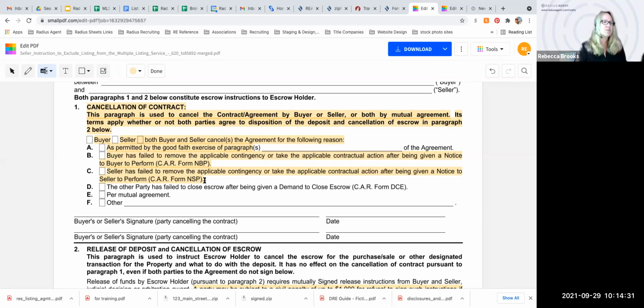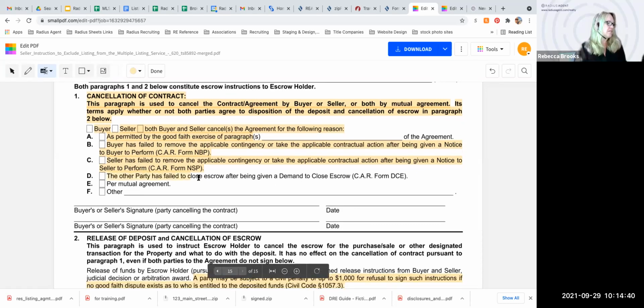Okay. So there are circumstances where, as a buyer, we could be giving the seller side a notice to seller to perform, right? The other party has failed to close escrow after being given a demand to close escrow. Okay, that's another form that we can talk about. A demand to close escrow is a form that's only used once you're in a non-contingent contract and a party fails to close. Okay, so that's when you're going to use a demand to close escrow. Okay, or per mutual agreement or whatever.